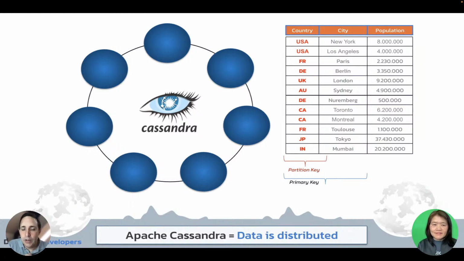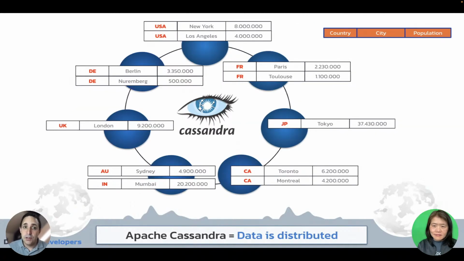Well, here you do have a table with, let's say, 10 records. If I ask Cassandra to save that, this is what will happen. The records will be saved on a node based on the value in red. A single node is not in charge of a single value in red. For instance, here in the bottom left-hand corner, Sydney and Mumbai are in the same node. That means this node is in charge of both AU and IN.